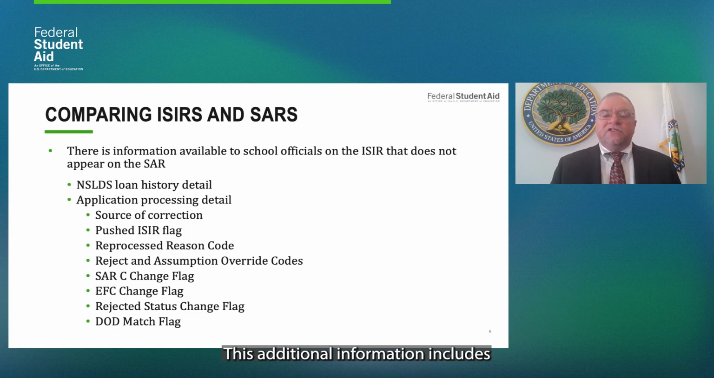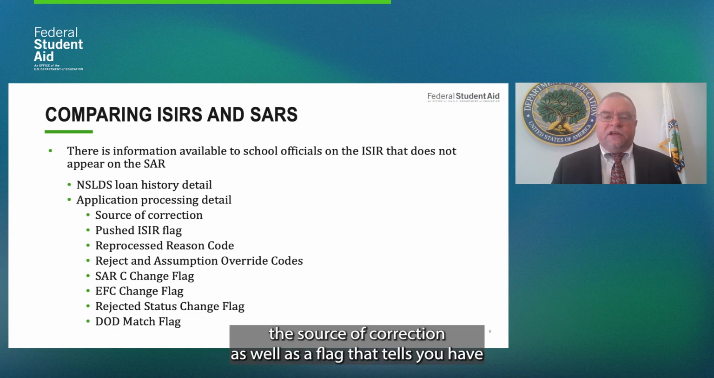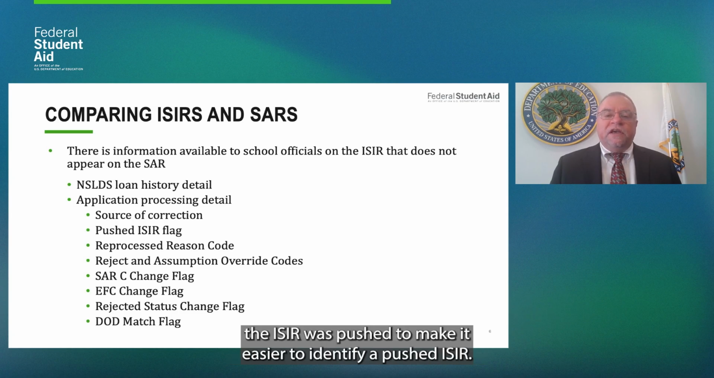This additional information includes the source of correction, as well as a flag that tells you if the ISIR was pushed to make it easier to identify a pushed ISIR.